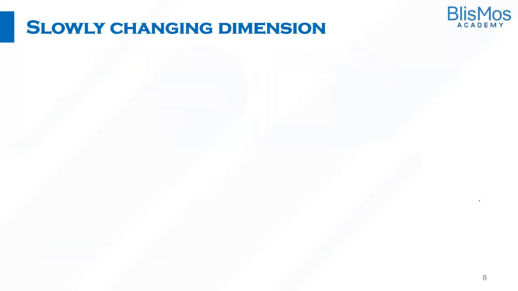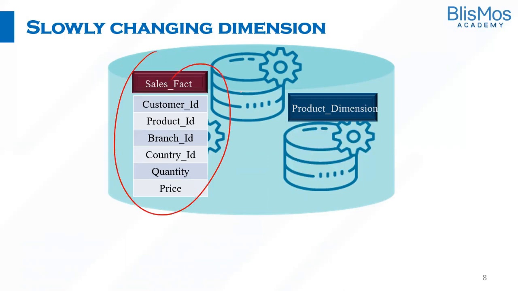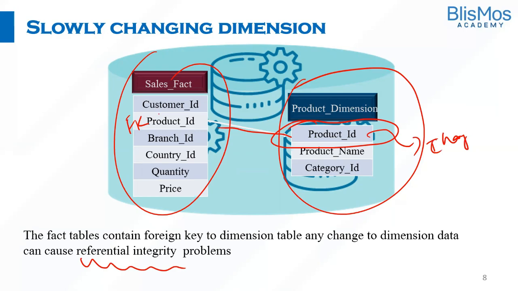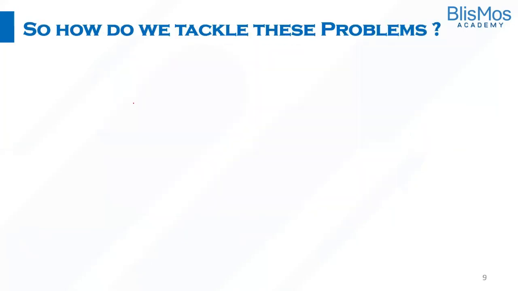If you recollect, we have fact tables and dimension tables in a data warehouse. If any of the dimensions is changing, assuming that product is changing in a dimension table, some of the data in product ID is changing in the dimension table. Remember, this product ID is a foreign key in the fact table. So it impacts the referential integrity. It means if the data is changing here, it impacts the data here as well. There will be referential integrity problems. So how do we tackle these problems?